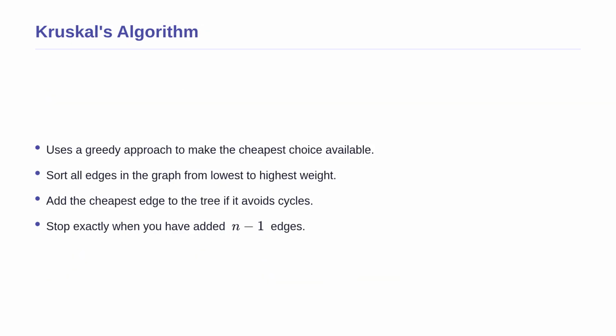Now that we know what we are looking for mathematically, how do we actually find it? One famous method is Kruskal's algorithm. This uses what computer scientists call a greedy approach, meaning it always makes the most obvious, cheapest choice available at any moment. The rules are simple. First, you sort all edges from lowest to highest weight. Then, you pick the cheapest edge and add it to your tree, provided it does not form a closed loop. You keep doing this until you have exactly n-1 edges, guaranteeing the absolute minimum cost.